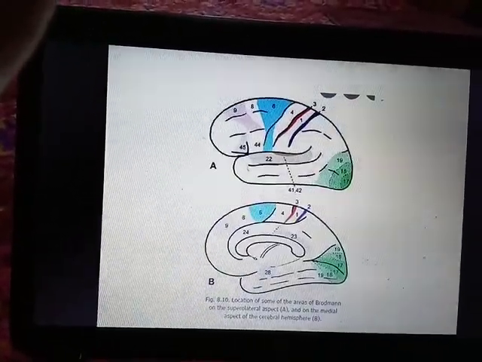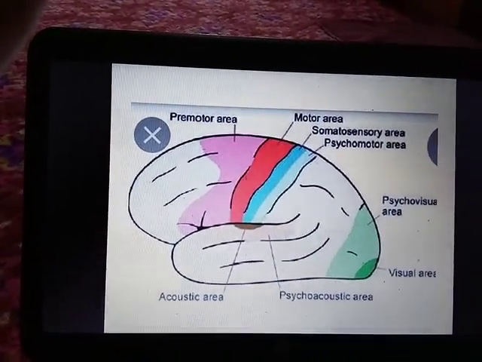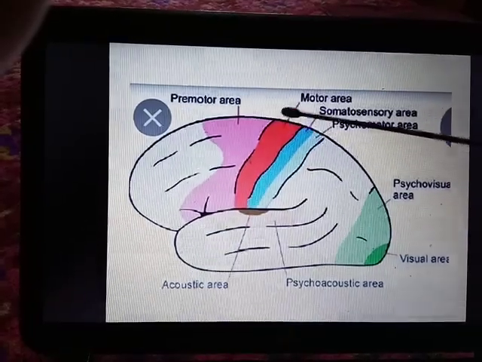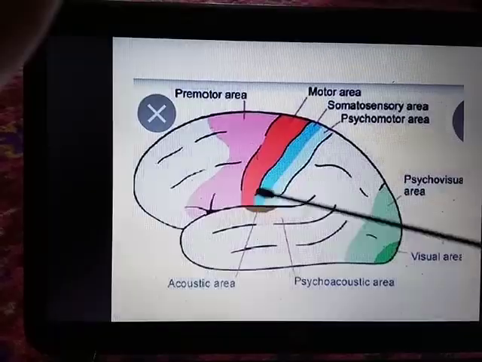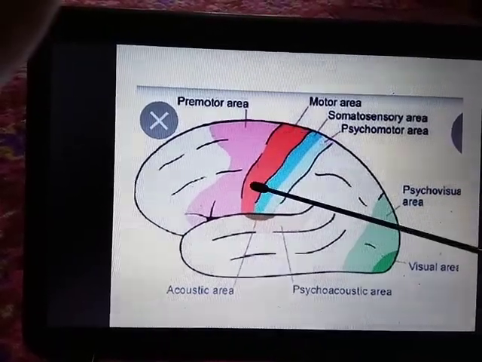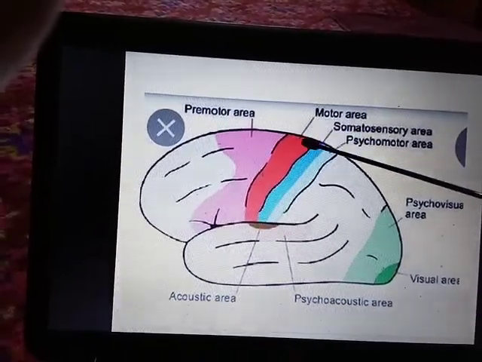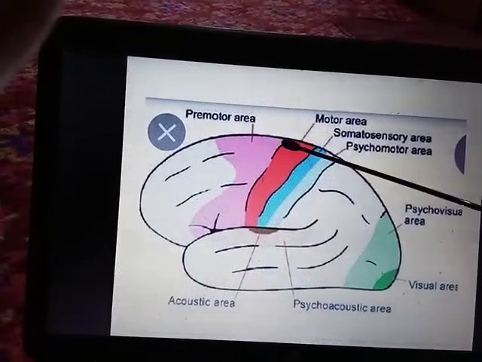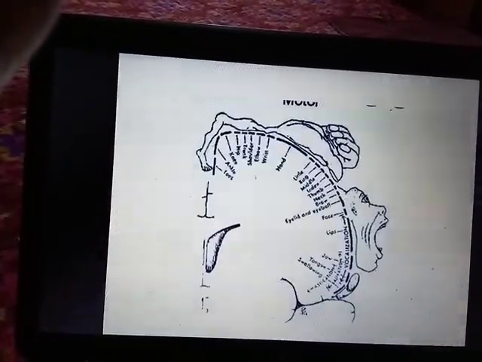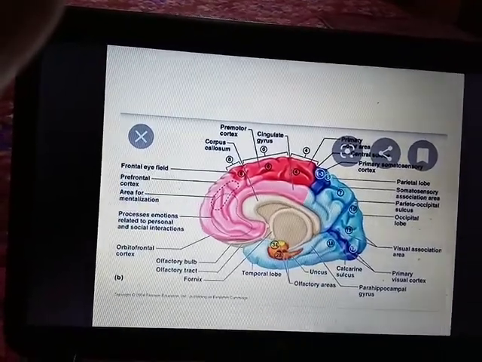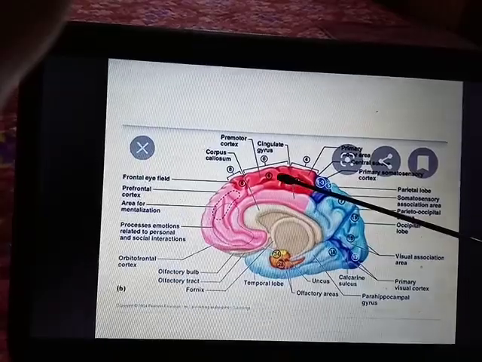Moving back to the same pic, I will be summarizing the various functional areas. First of all, this is the motor area. It is present just anterior to the central sulcus. It is present on the superolateral surface with an extension on the paracentral lobule, which is present medially. This is the anterior part of the paracentral lobule. Here also you have this primary motor area.